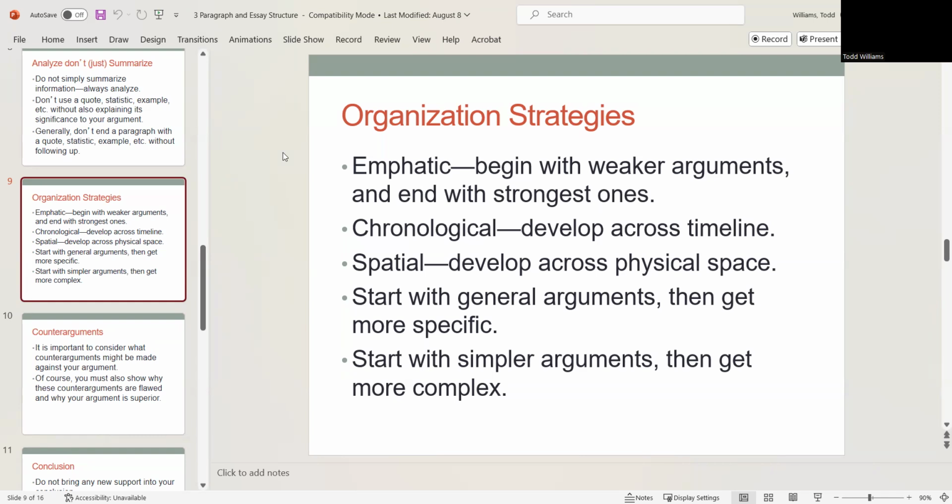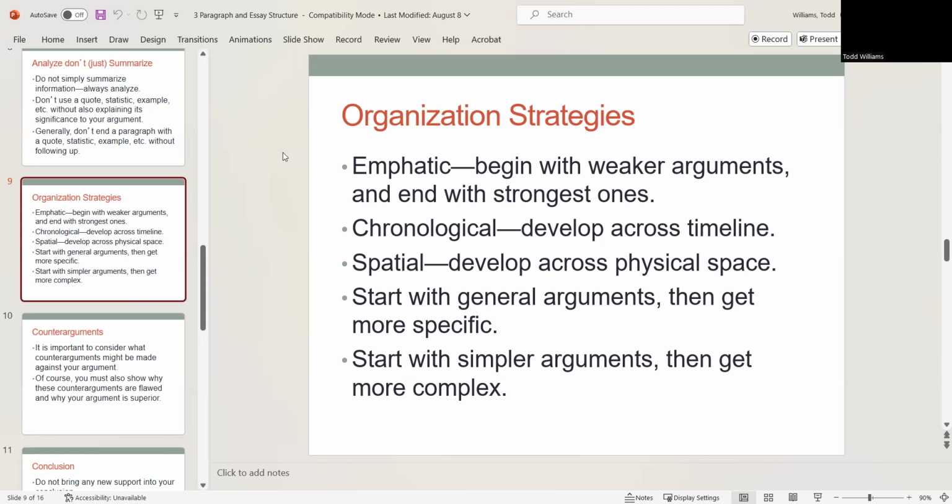So let's say you have 4 main points, maybe put them in order, right? This one's kind of weaker, so I'll start with this, and then the stronger, and then I'll build up, and then I'll end with the real, strongest point, really driving it home for my reader.